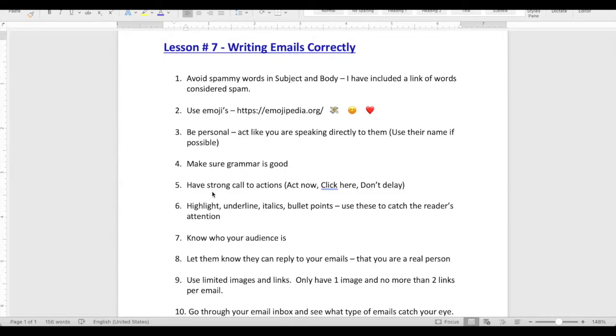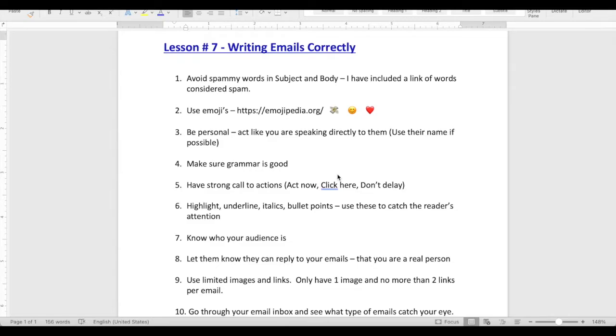Okay. Fifth one, have strong calls to action. So you don't want to have these all over the place. It's usually at the end of an email, but you want to have something where they're going to click. You don't want to have an email and then not knowing what to do next. You want to tell them what you're telling them, and then have a call to action. Something like act now or click here. You usually want to direct them, like click here for this, or click this link or something. You want to have something that they know what to do next.